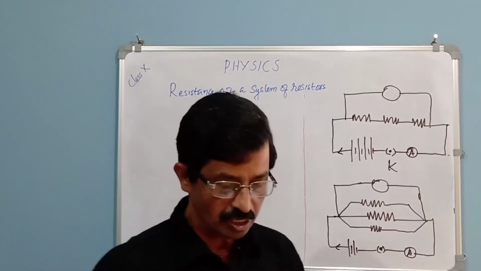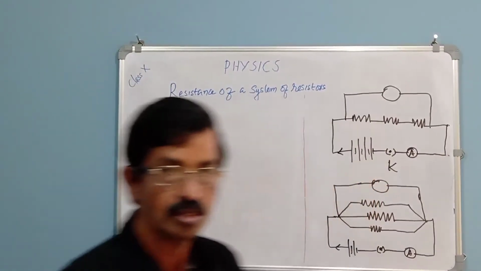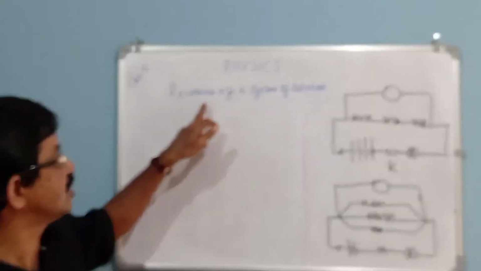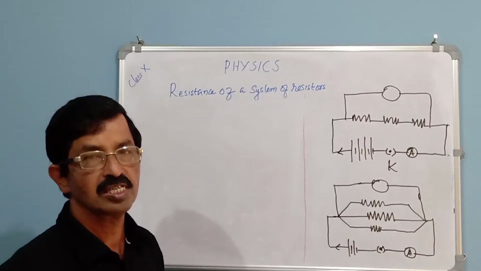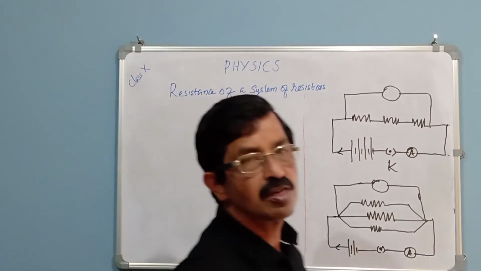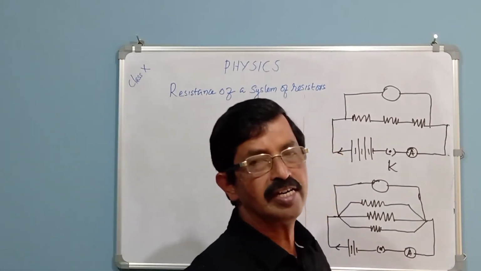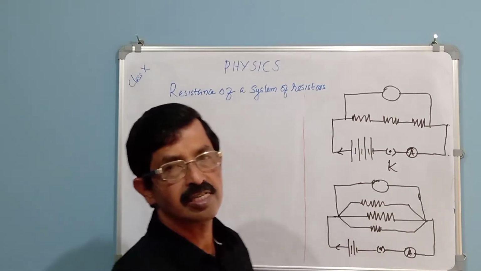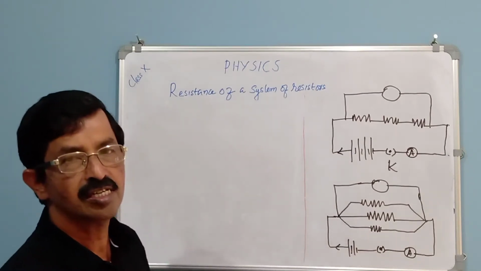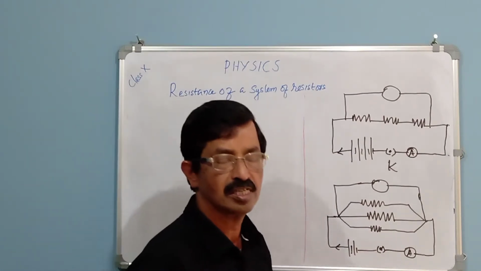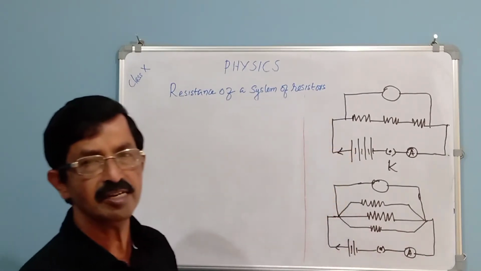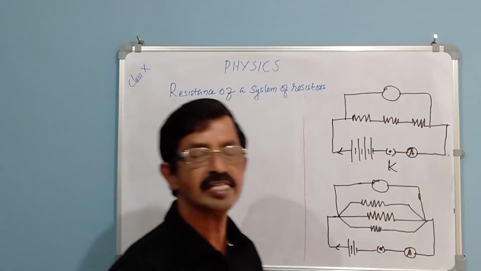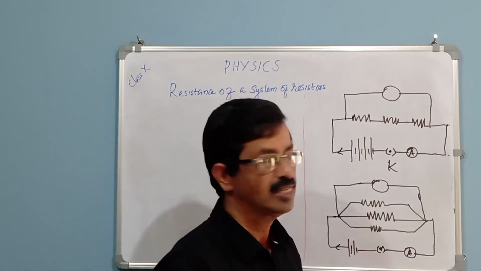Hi children, this video is about the resistance of a system of resistors. We know the relation connecting current, potential difference and resistance of a conductor.